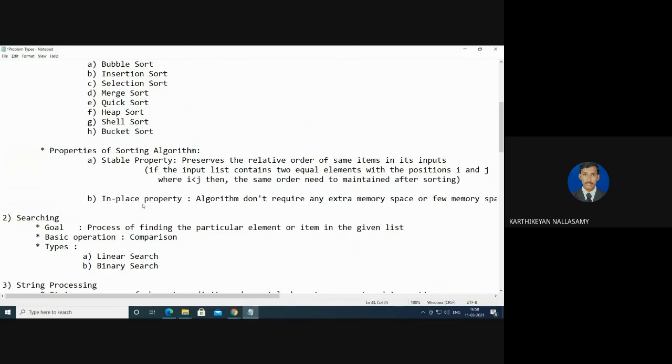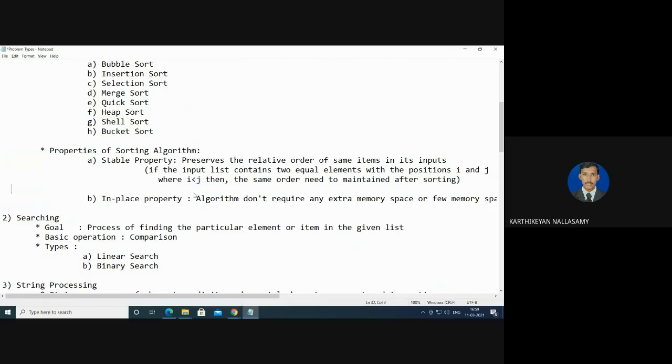Normally, if you are saying it is a stable property, it means that the order of the elements needs to be preserved. We are going to preserve the relative order of the same items in the input. அதாவது ஒரு லிஸ்ட்ல ஒரே நம்பர் more than one time இருக்கு அப்படின்னா அதோட ஆர்டர் மாறக்கூடாது. For example, if the input list contains two equal elements at positions i and j, where the position of the first element i is less than j, the same condition needs to be maintained after sorting.